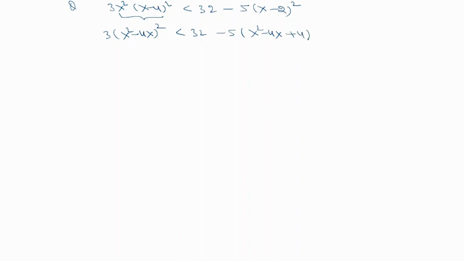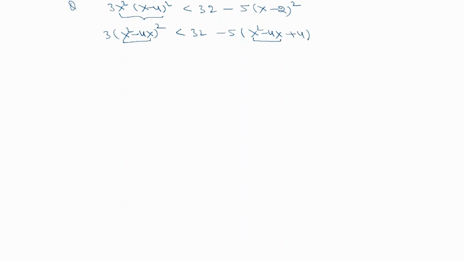3x square x minus 4 square is less than 32 minus 5 and this is x minus 2 square. Now when I see this expression, I can also write it as 3 times x square minus 4x whole square, and this is less than 32 and then minus 5, I can write it as x square minus 4x and then plus 4.